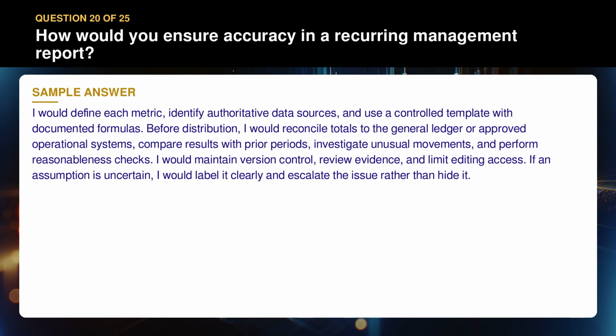I would define each metric, identify authoritative data sources, and use a controlled template with documented formulas. Before distribution, I would reconcile totals to the general ledger or approved operational systems, compare results with prior periods, investigate unusual movements, and perform reasonableness checks. I would maintain version control, review evidence, and limit editing access. If an assumption is uncertain, I would label it clearly and escalate the issue rather than hide it.